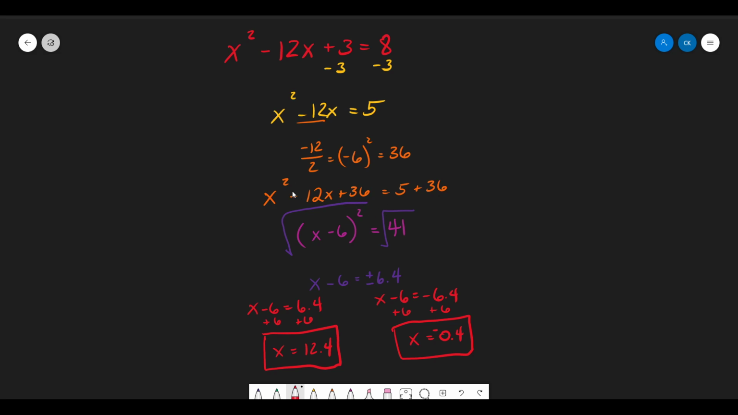This is now a perfect square trinomial that will factor to be x minus 6 squared equals 36 plus 5, which is 41. I now take the square root of both sides. The square and the square root cancel out, so I'm left with just the x minus 6. And the square root of 41 is approximately 6.4, but I don't forget the plus or minus in front. Now I just split it up into two different equations, one where it's a positive 6.4 and one where it's a negative 6.4. Add 6 to both sides of both equations, and that's where I end up with my 12.4 and my negative 0.4.